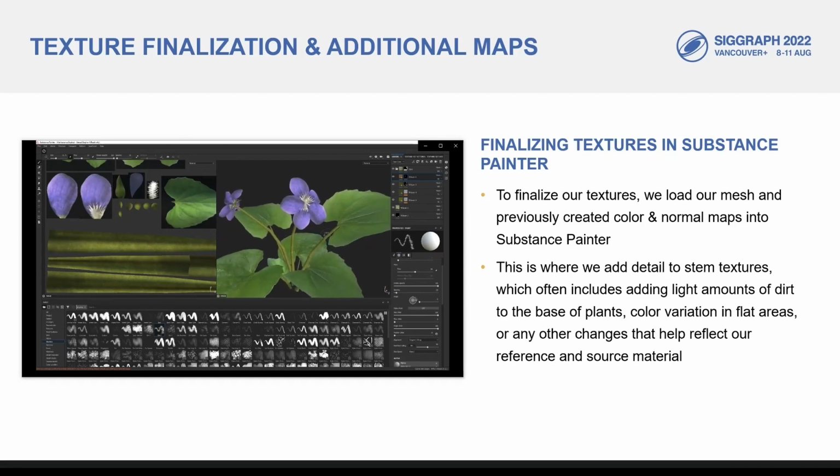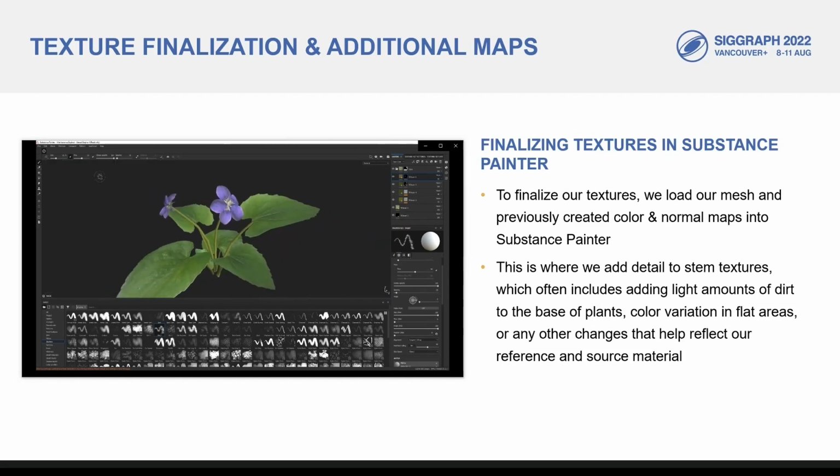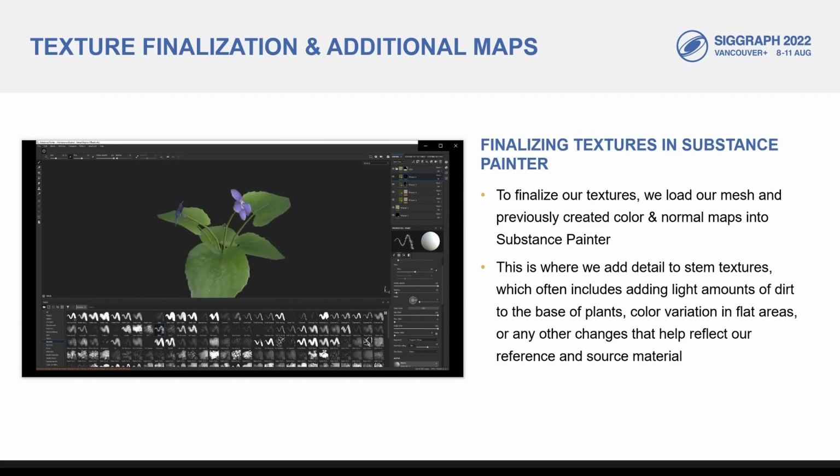And this is also a good time to add variations in color at different points in the stem. Like the blue violet has a little bit of a red hue as it gets closer to the flower, so we've added that. But at this point, our texture looks pretty good. We can export that. Yeah, it does. It looks great. We can export that for use in Unreal.